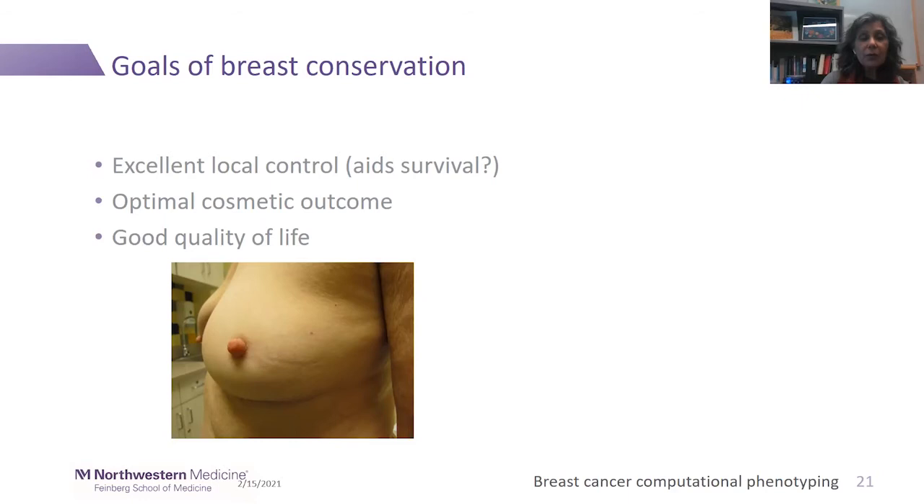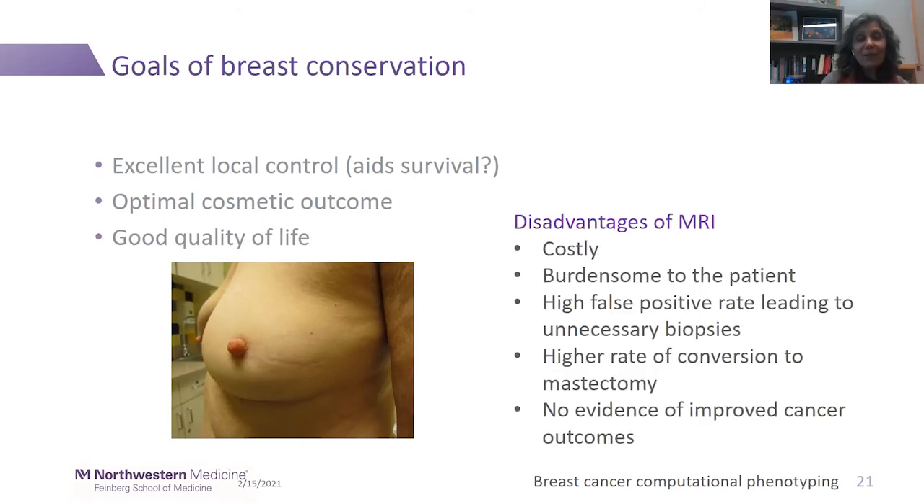So this is, in an ideal world, what we would achieve in a patient with breast cancer who was treated with breast conservation: excellent local control, and there's a question about whether that aids survival or not, but it is of value in and of itself. And then obviously optimal cosmetic outcome and a good quality of life that is promoted by being tumor-free. So being tumor-free is an important part of a good quality of life.